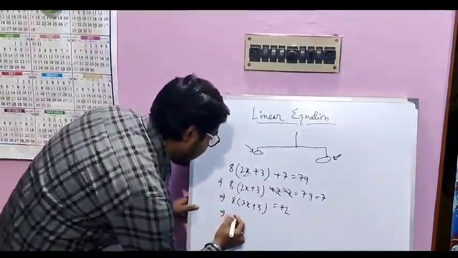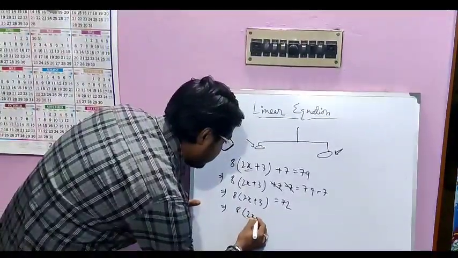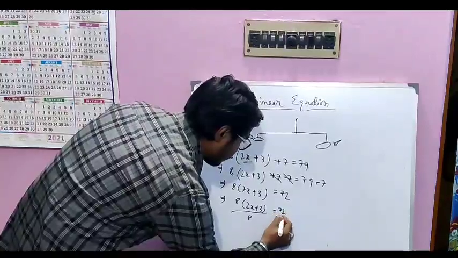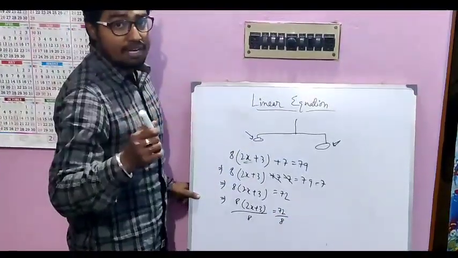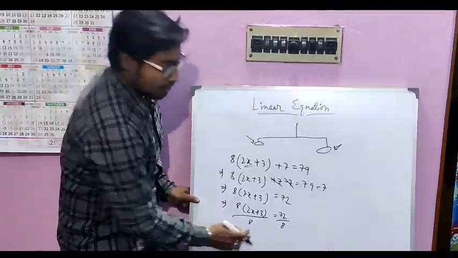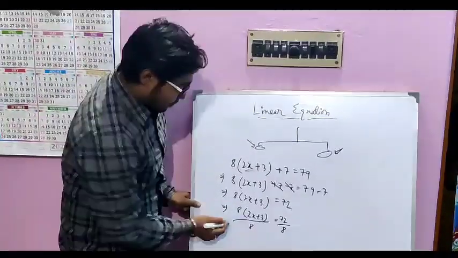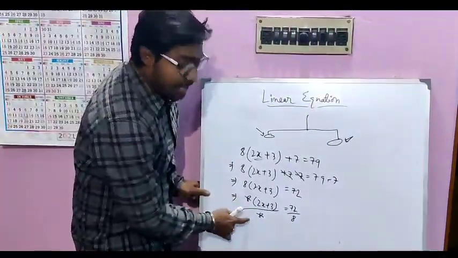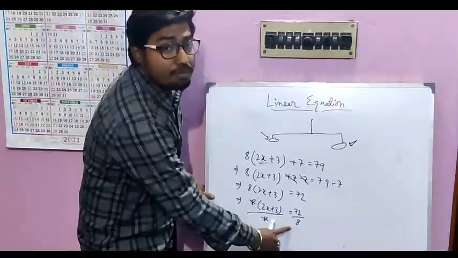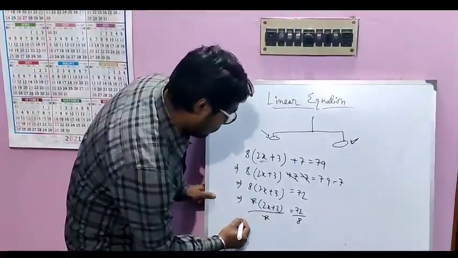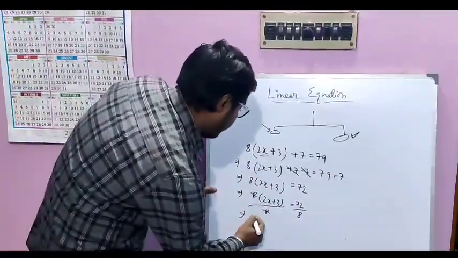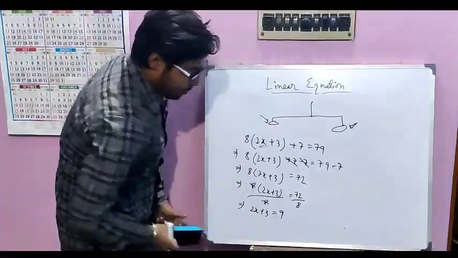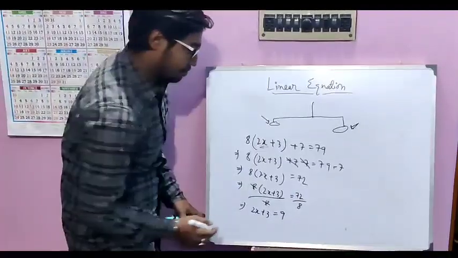Again, just look at the next step. Same concept of beam balance with this step. Here 8 got deducted. I have divided by 8 on the left hand side and 8 on the right hand side. So now we are getting 2x plus 3 equals 9.